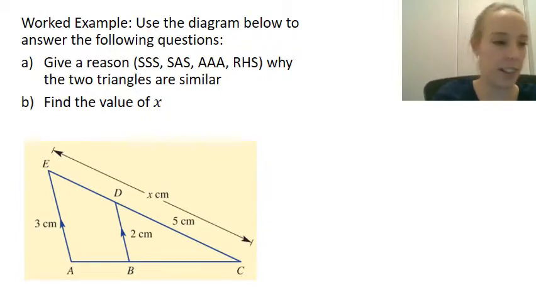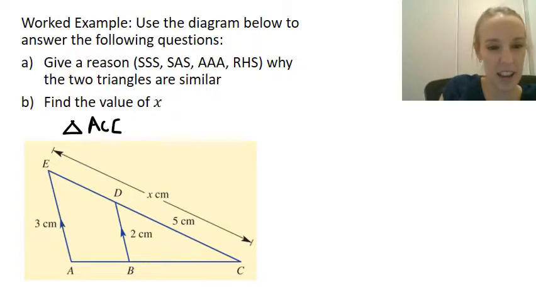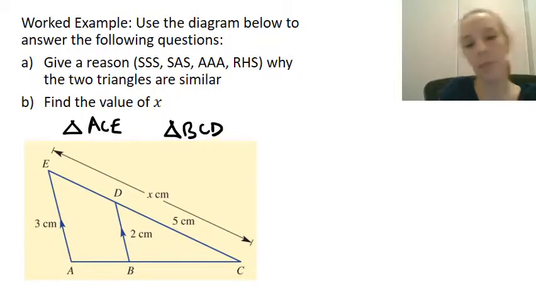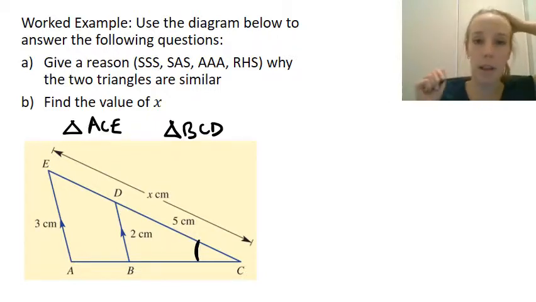Okay, so looking at this one here, we've got one larger triangle, which is triangle ACE, and a triangle there which is BCD. Hopefully you can see the two triangles there. What we're going to do is work out whether these triangles are similar. The first thing we can do is work out if we have any similar angles, which we do. So obviously this angle here is going to be common to both of them.